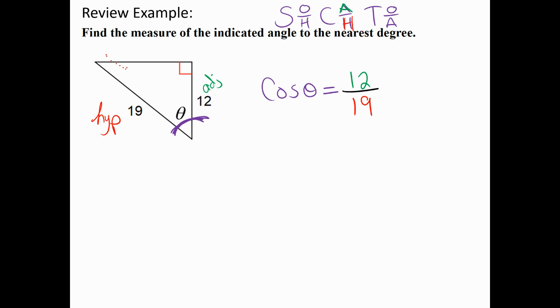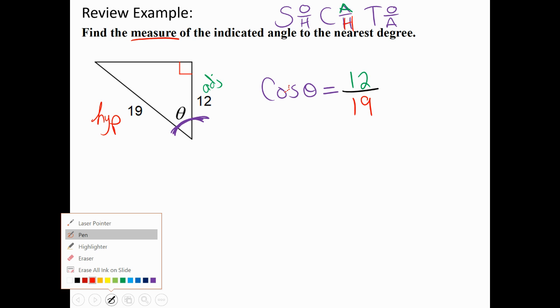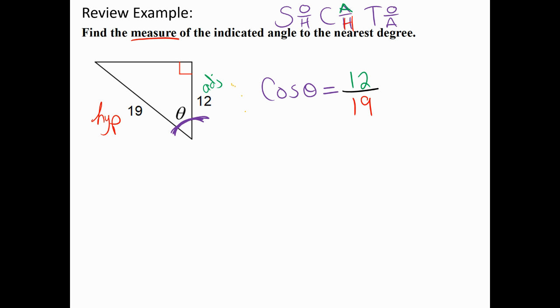Anytime you're trying to find the angle measure, we have to do inverse cosine, because we have to figure out how we get this all by itself. You have to do the inverse. So that's what we're going to do now. I'm going to use orange. We're going to do the cosine inverse of each side.